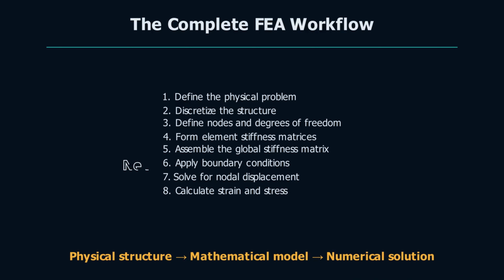But there is an important question we have not answered yet. What happens if we use one element, 4 elements, 8 elements, or 16 elements? And how do we know when the finite element solution has become accurate enough? That leads us to mesh refinement and convergence.